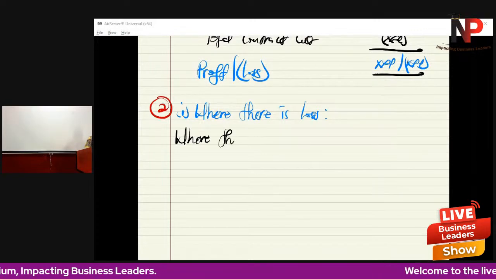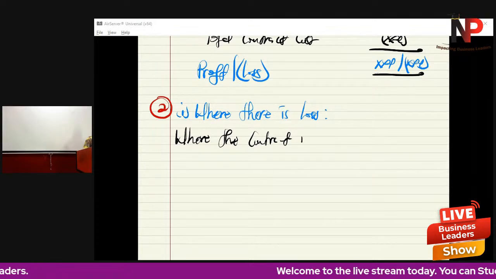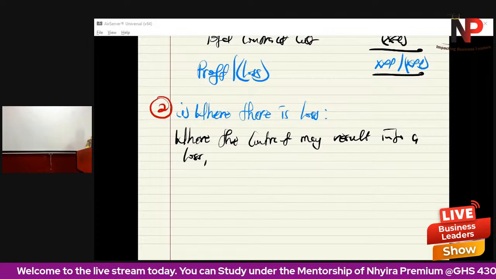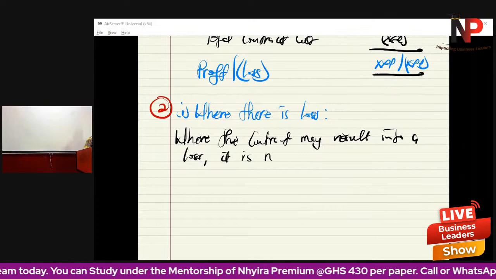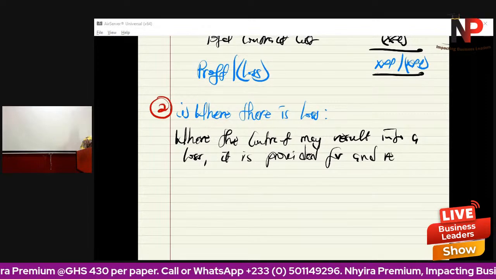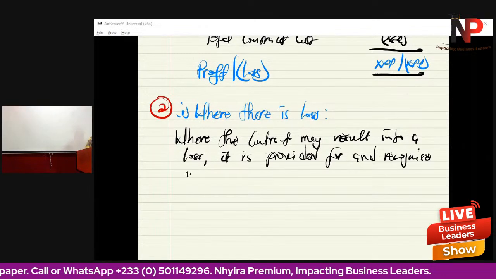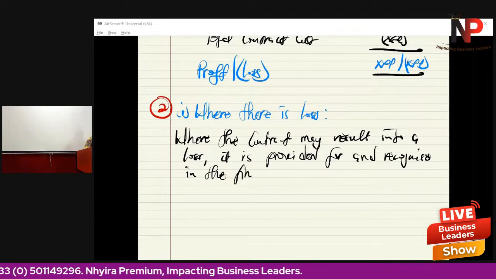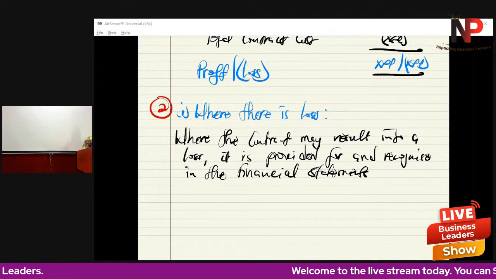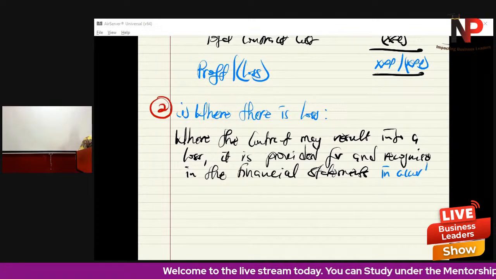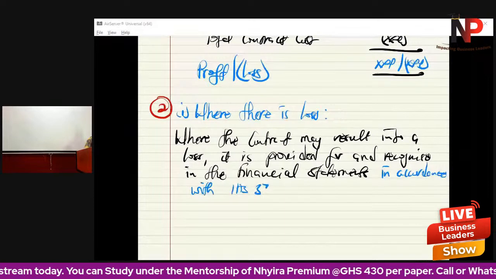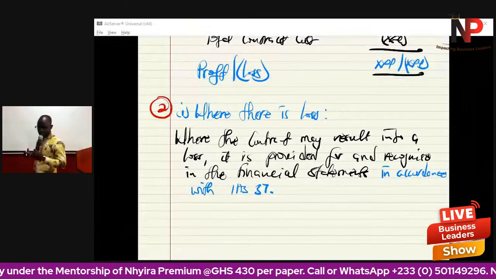So where the contract may result in a loss, it is provided for and recognized in the financial statements in accordance with IAS 37, that is, provisions, contingent liabilities, and contingent assets.